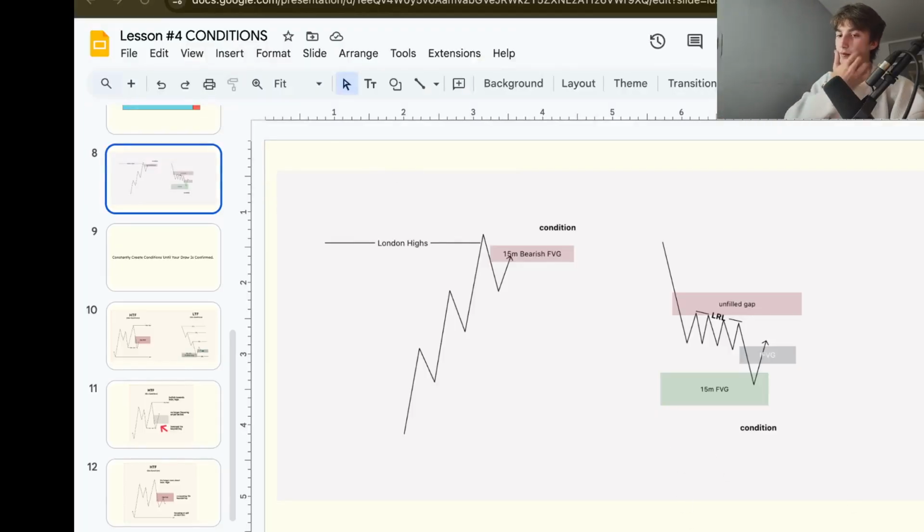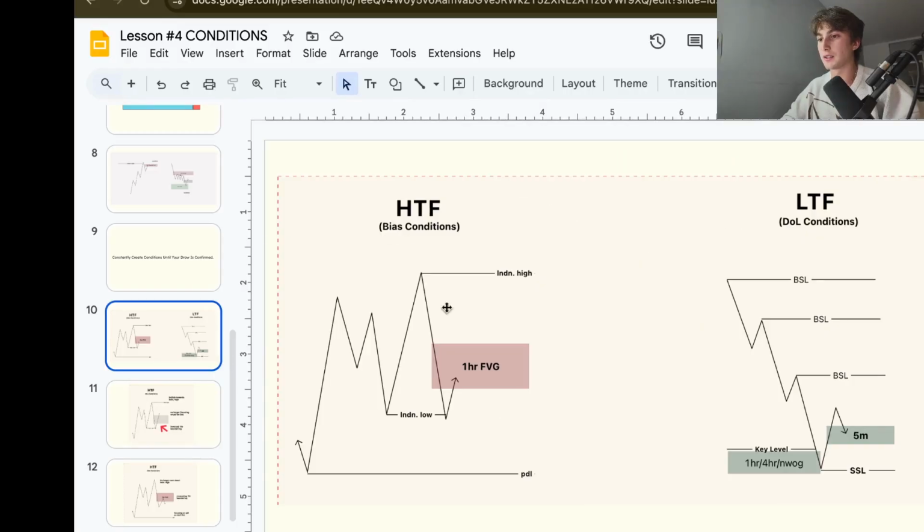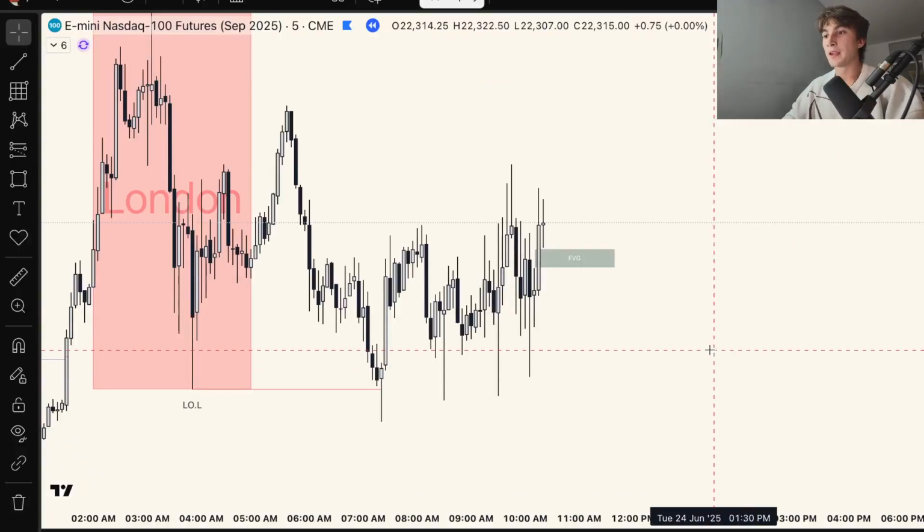But you can see here, we have that London highs getting swept. 15-minute bearish fair value gap opens up. London lows getting swept. We're looking to see a 5-minute get respected. All right, so the same concept applies here. We're just going to look at it in the actual charts.